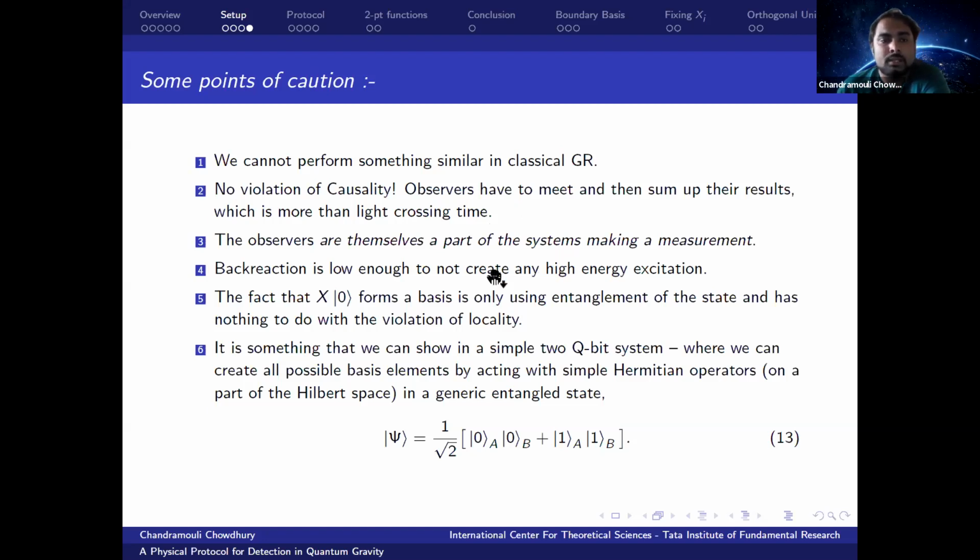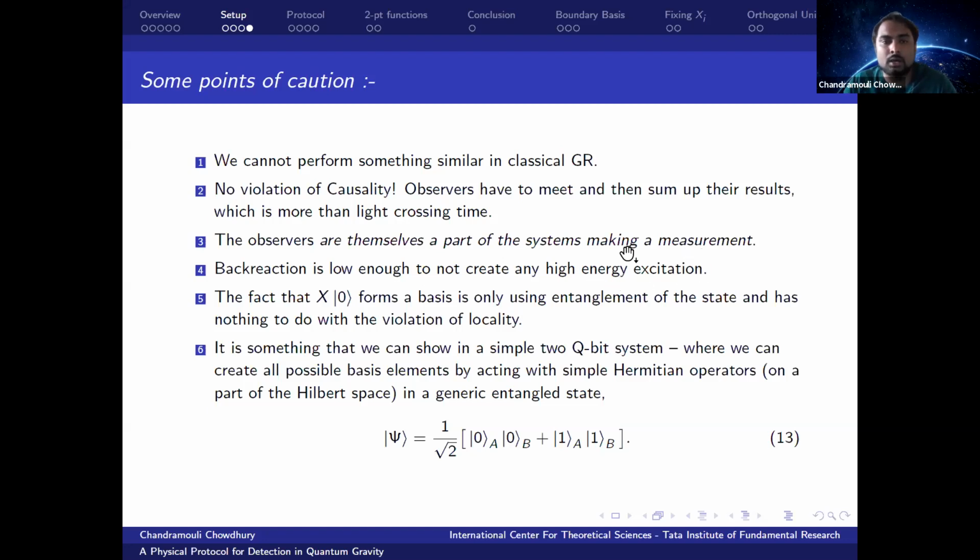Okay. And here, the observers are themselves a part of the system making the measurement. It's not that the observers are decoupled from the system. It's not like the observers are in some other system where there's no quantum gravity. The observers are themselves a part of the system, but we are assuming that their back reaction is low enough to not create any high energy excitation.